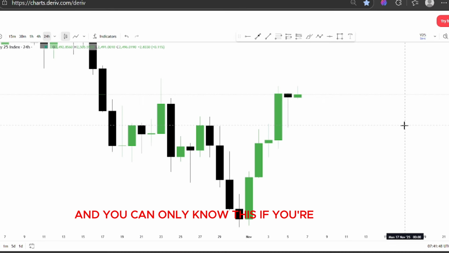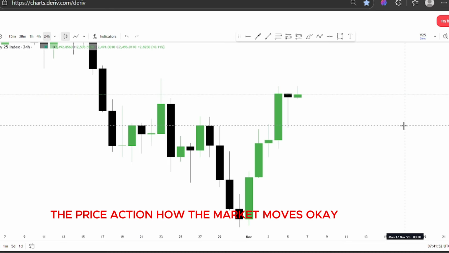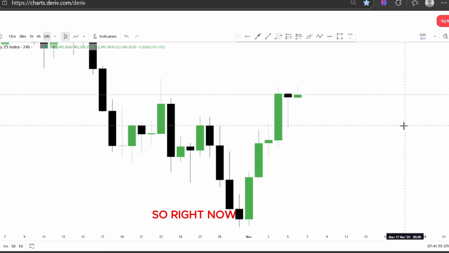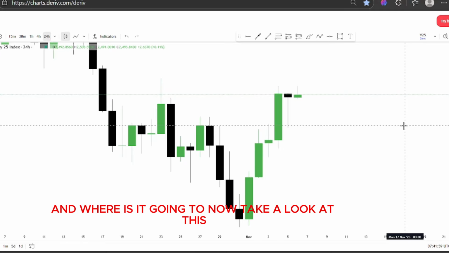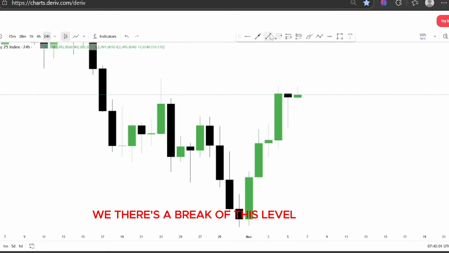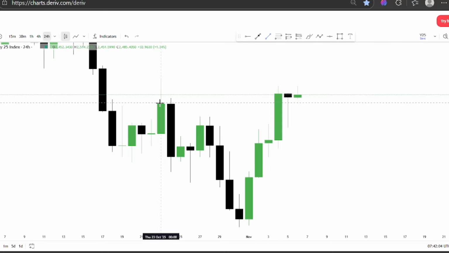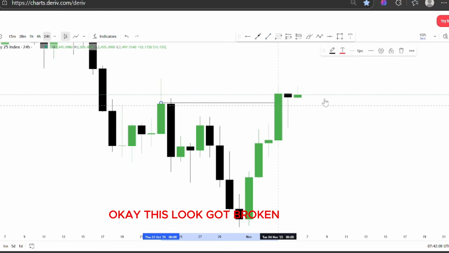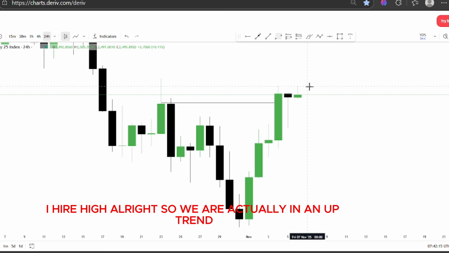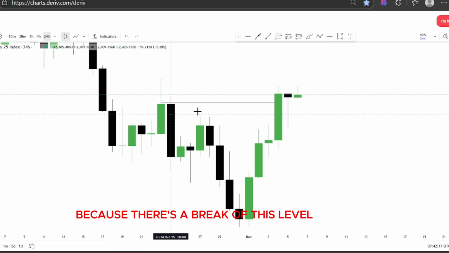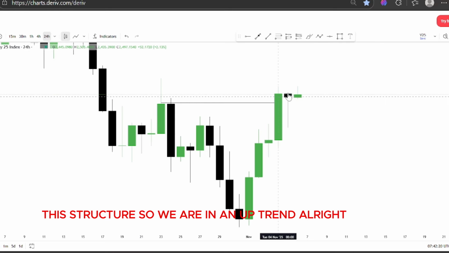And you can only know this if you're familiar with the markets, with the price action, how the market moves. Right now I want to understand where the market is coming from and where it is going to. Now take a look at this. There's a break of this level. This level got broken. So that means the market has given us a higher high. So we are actually in an uptrend because there's a break of this level, the structure.